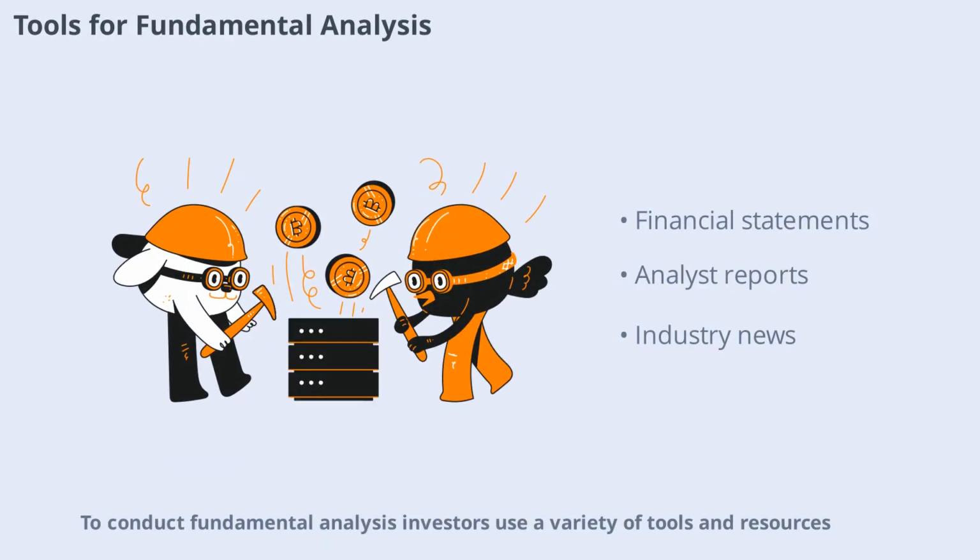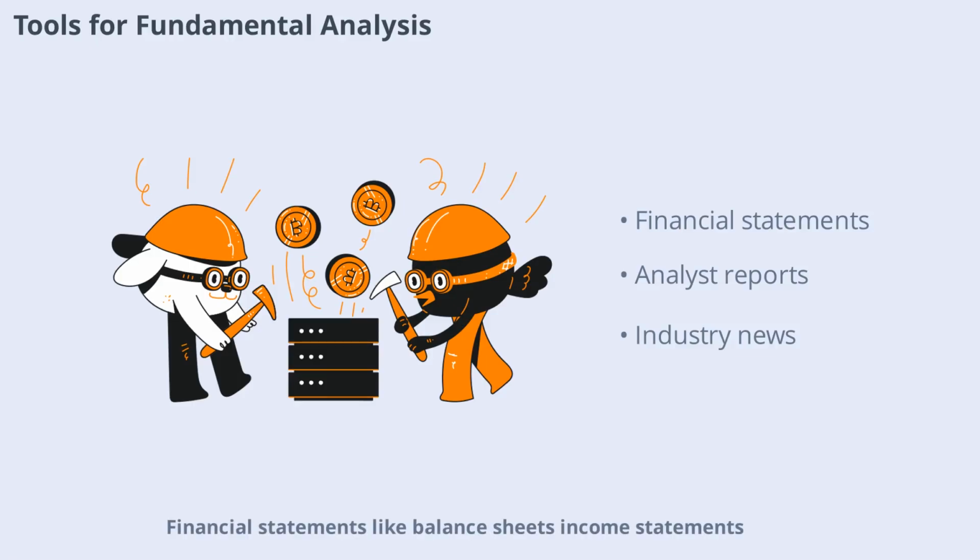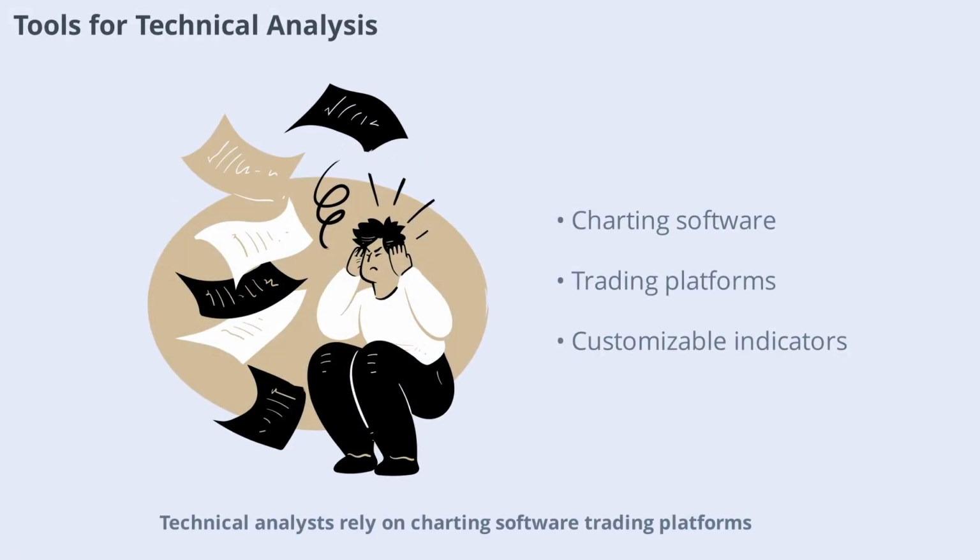Conduct fundamental analysis. Investors use a variety of tools and resources. Financial statements like balance sheets, income statements, and cash flow reports are essential. Online platforms provide access to company filings, analyst reports, and industry news. By leveraging these tools, you can gather the information needed to evaluate a company's true value and make informed investment choices. Technical analysts rely on charting software, trading platforms, and a range of indicators to study price movements.